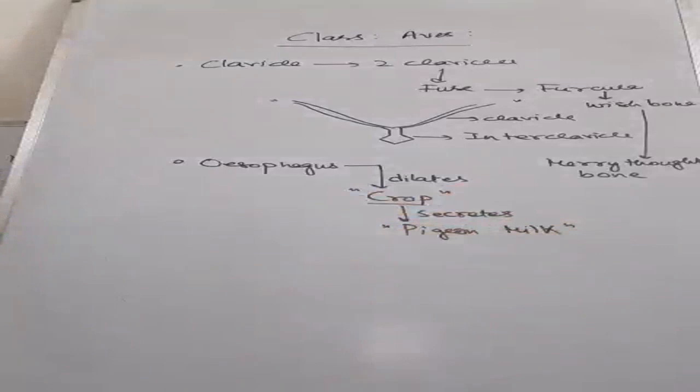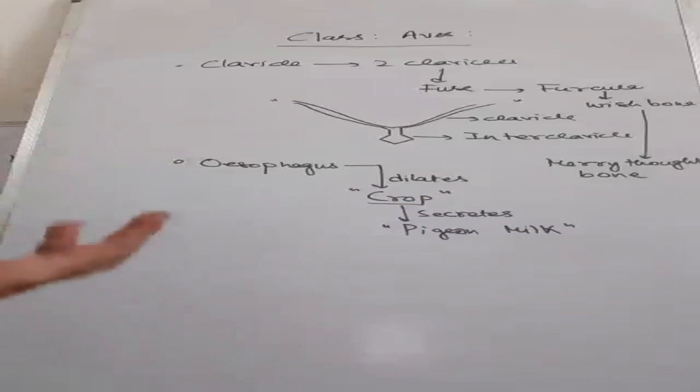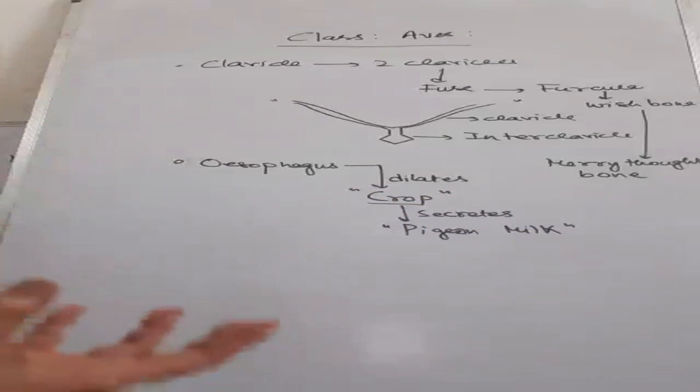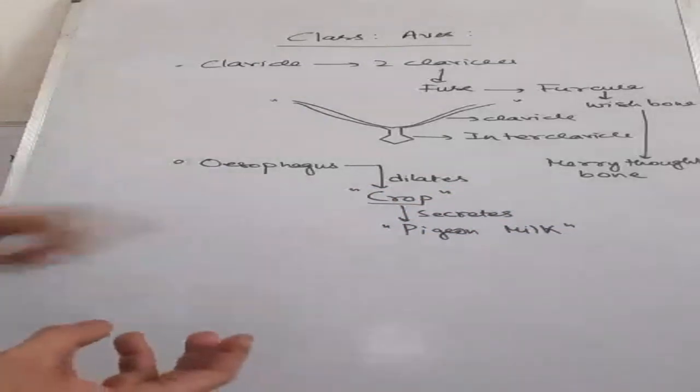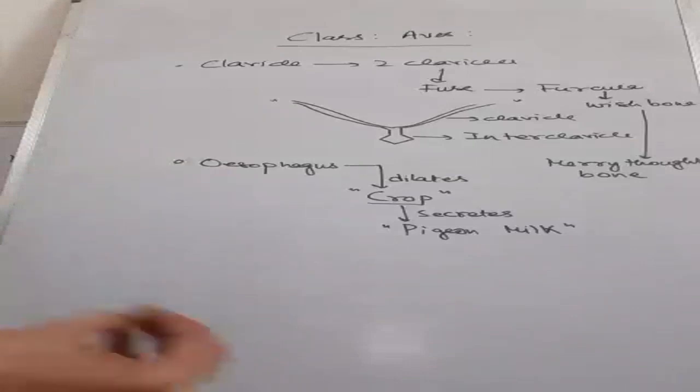Now you may wonder, how come pigeons secrete milk? Do they have mammary glands? No, they don't have mammary glands, and this is not true milk. This is actually from the crop part. From the crop part, they will vomit some of their undigested food material, which looks white in color. That's why we call it pigeon milk. And that white colored undigested food which comes out of their crop is fed to their young ones. So that's why it is called pigeon milk.